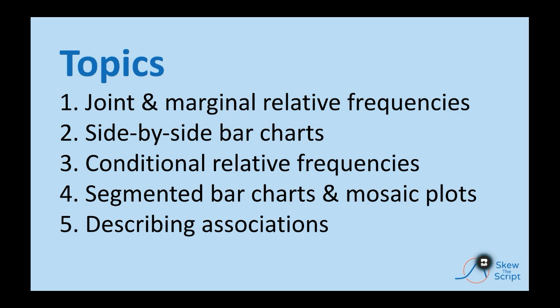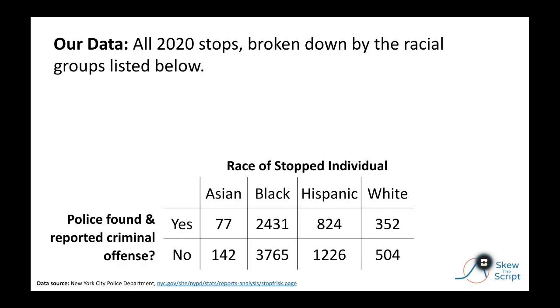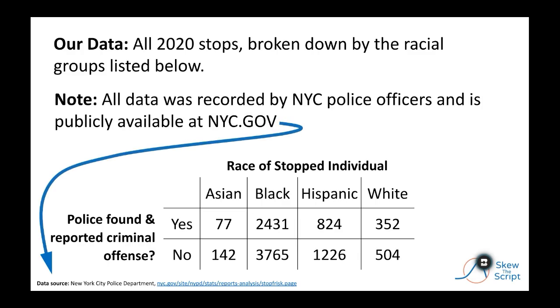So we're going to cover 5 topics today, starting with joint and marginal relative frequencies. For investigation, we'll use the data from all the stops from the year 2020 among individuals from these racial groups. Note that all of this data was recorded by New York City police officers and is publicly available at nyc.gov.